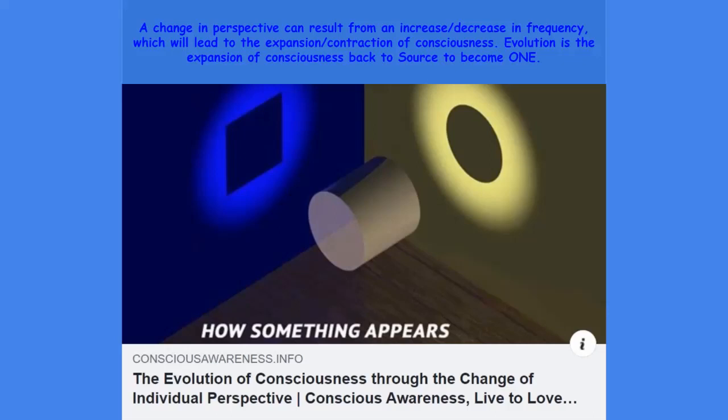A change in perspective can result from an increase or decrease in frequency, which will lead to the expansion and contraction of consciousness. Evolution is the expansion of consciousness back to source to become one.